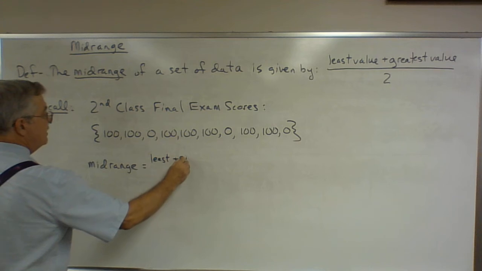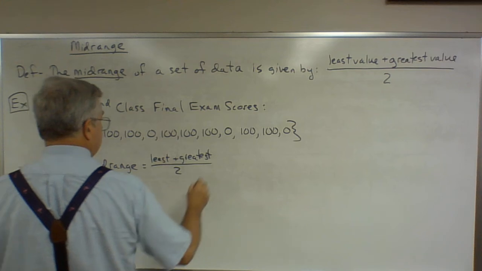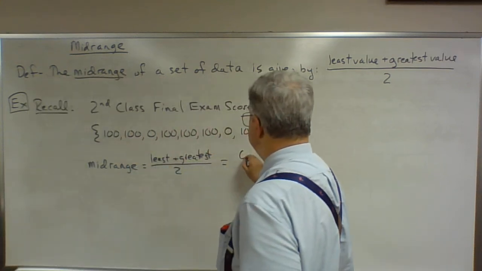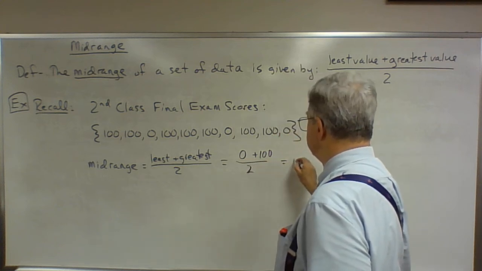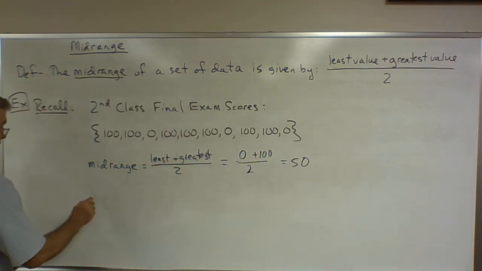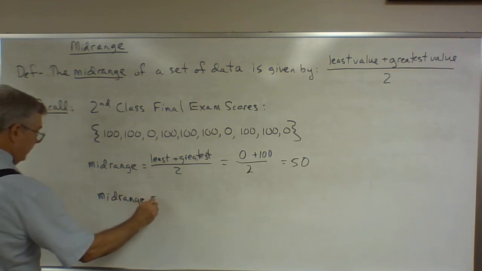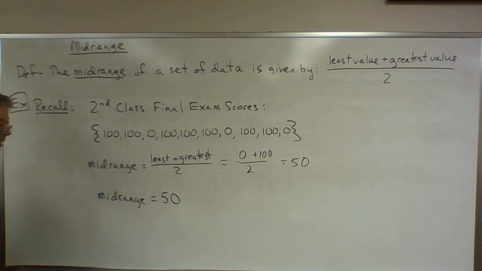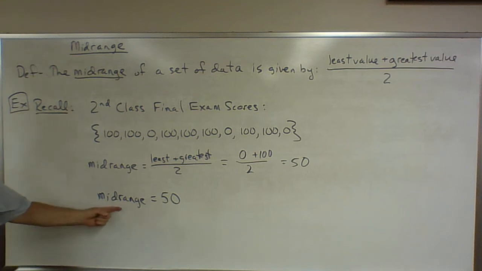Least plus greatest over 2, and that's going to give us 0 plus 100 over 2, which is 50. Mid-range is 50. Well, we look at this and we think, my goodness, this has to be a terrible class. This is the middle? Oh my goodness.